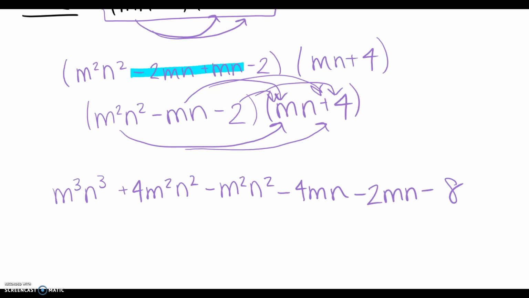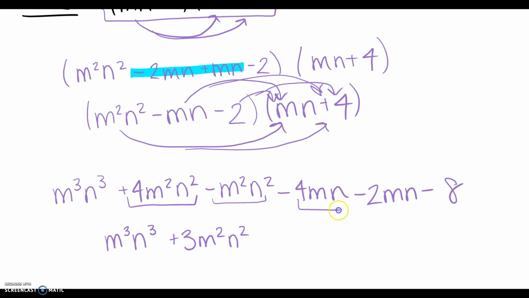Now we can just combine like terms. So we're going to have m cubed n cubed. And then we've got an m squared n squared, and an m squared n squared. So 4 minus 1 is 3. So we're going to have 3m squared n squared.